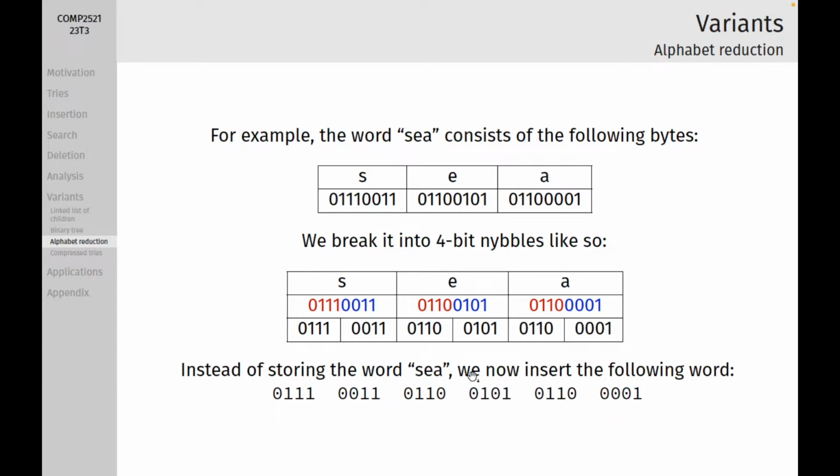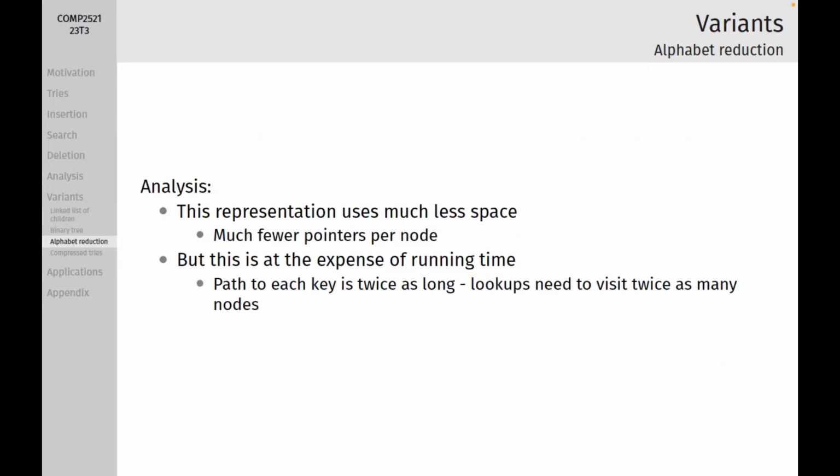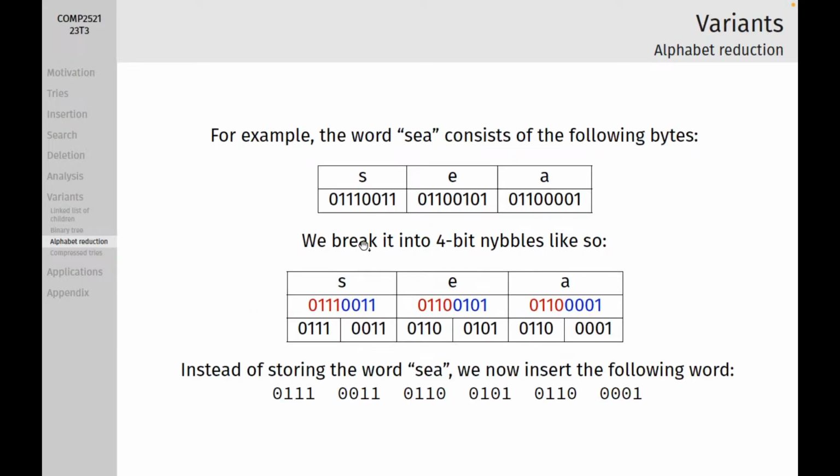All right. So how well does this variation perform? Well, the representation does use much less space, right? So instead of storing up to 128 pointers in each node, now we only store 16, right? Because if you have 4 bits, then the possible values for this nibble are between 0 and 15, right? So 16 possible values.